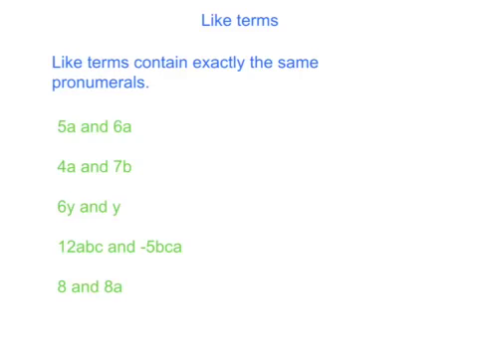So we can see here that 5a and 6a both contain a. They're both a terms, so they're like terms. Let's have a look at our next one. We've got 4a and 7b. So the pronumeral part is an a and a b. These are not exactly the same, so they're not like terms. Okay, 6y and y.